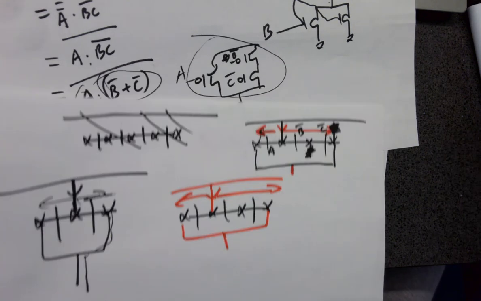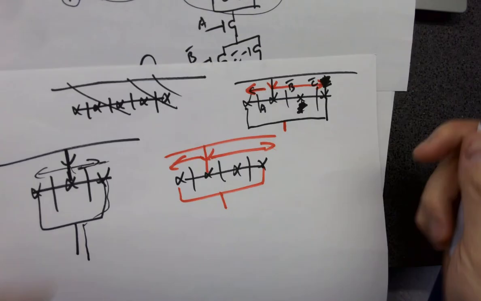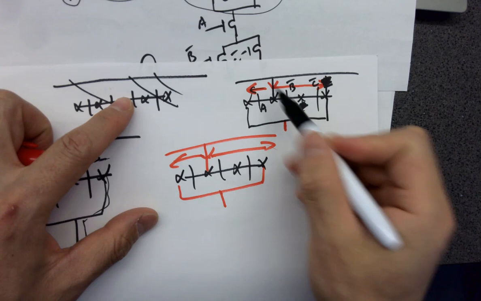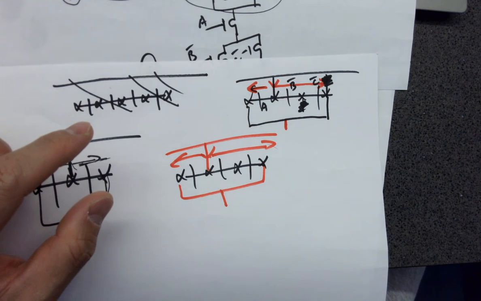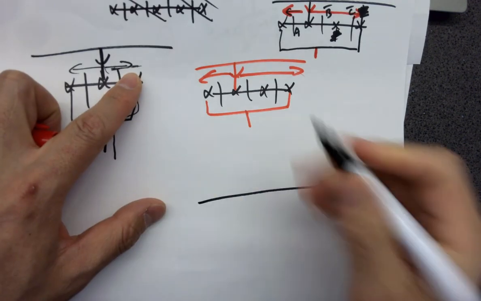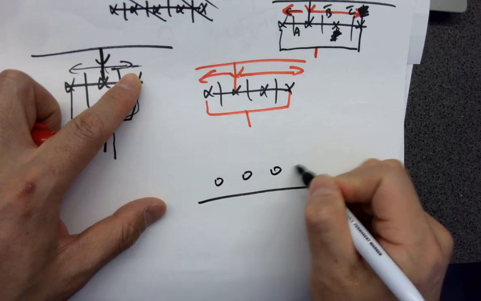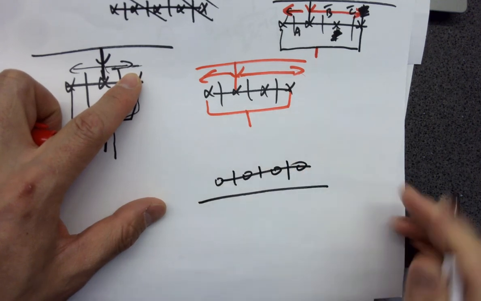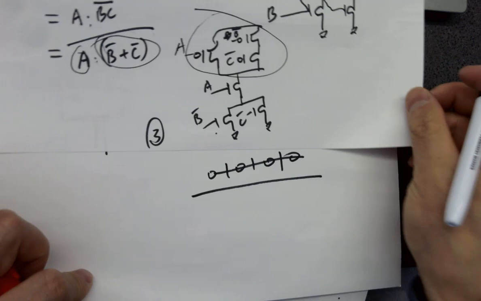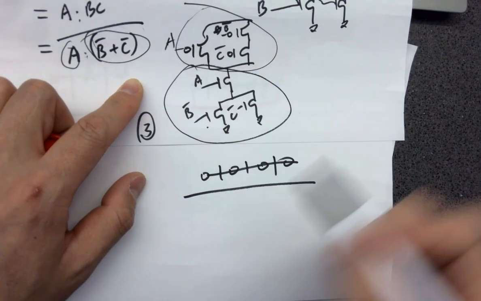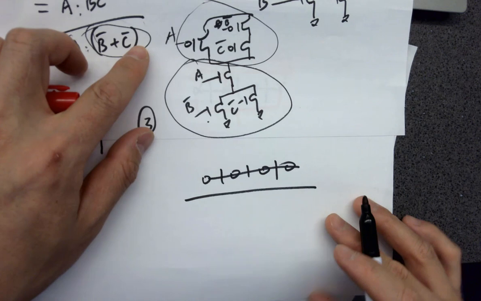Okay. What about the bottom ones? Let's keep using this guy. That's the same thing. So let's draw the bottom rail. 1, 2, 3, 4. 1, 2, 3. And look at this circuit here. How do we convert it to a stick diagram?